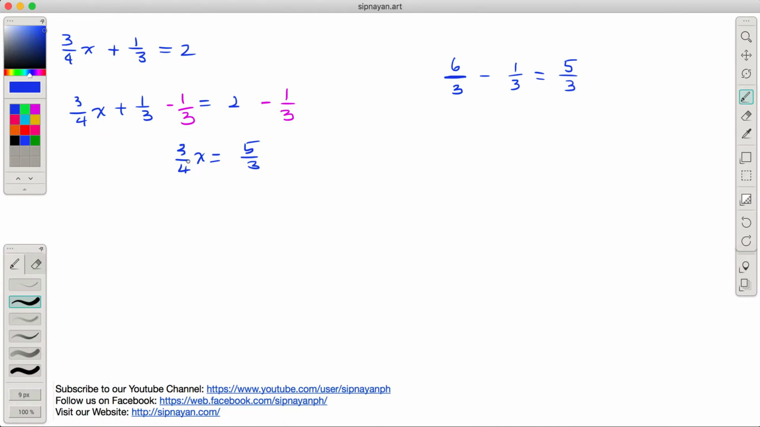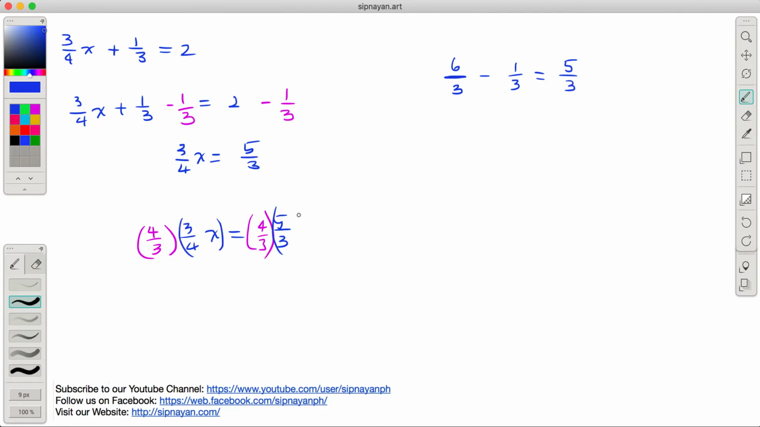And sabi natin sa previous video, pag meron tayong ganitong equation, yung ganitong form, x na lang natitira sa kaliwa, tapos, or sa kanan, pwede rin. At may fraction, we can get rid of the fraction by multiplying both sides of the equation by the reciprocal. So, pag nag-multiply ako ng 4/3 dito, 3/4 times 4/3 is equal to 1. So, x na lang matitira dito. So 3/4 x equals 5/3. So, pwede ako mag-multiply ng 4/3.